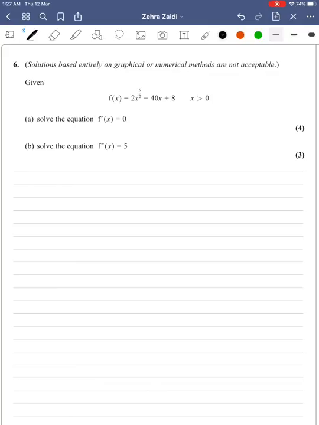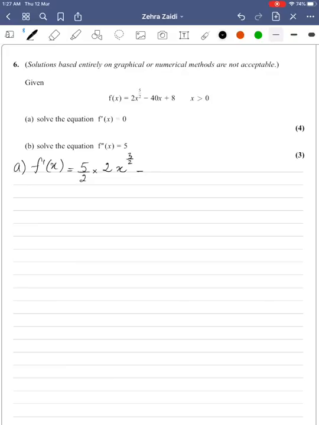So the rule for differentiation is we take the power, multiply it with the coefficient of x, and then reduce the power of x by 1. Okay, so let's begin with part A. f dash x is equal to, now for the first term we take its power 5 by 2, multiply it with the coefficient, and then reduce the power by 1. So 5 by 2 minus 1 is 3 by 2.